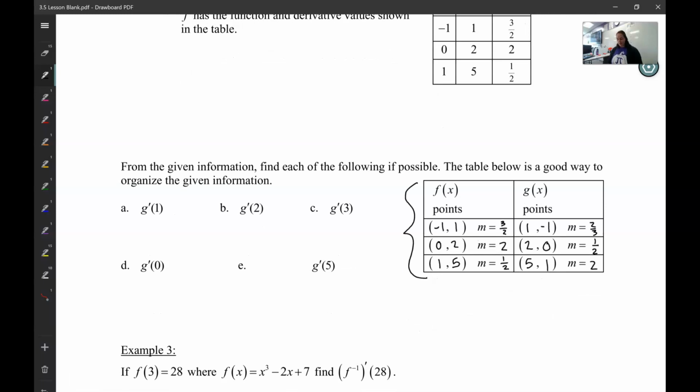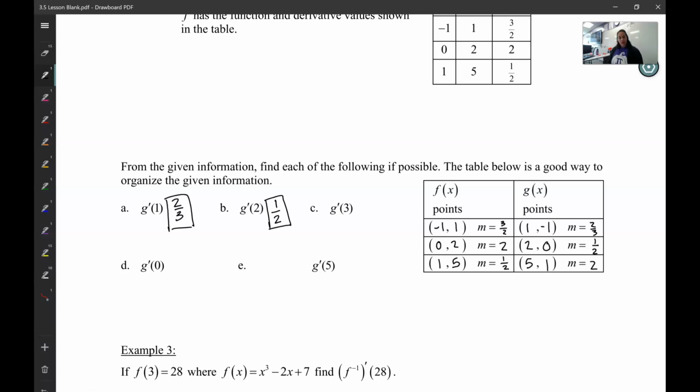Now that we have this table filled in, answering A through E is way easier. So let's try g prime of 1. Well, I go to my g column, find x equals 1, and I want g prime, so I want the slope. So that's going to be 2/3. g prime of 2. So I'm going to go to my g column, find 2, and it's prime, so I want the slope, 1/2.